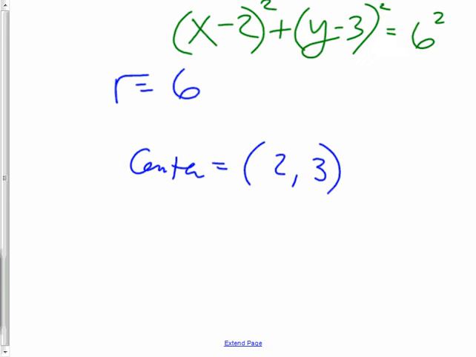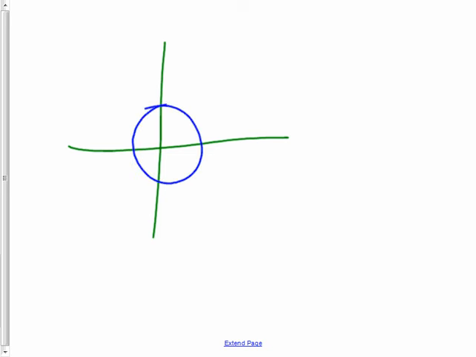Now, one kid asked me about domain and range. I think that's valid. We should talk about domain and range for a second. Just to clarify, the very first thing is don't fall for a trick question. Is a circle a function? Nope. So if they said, what's the domain and range of this function? You'd say, not a function. But if they said, what's the domain and range of this circle? You'd have to actually answer the question.